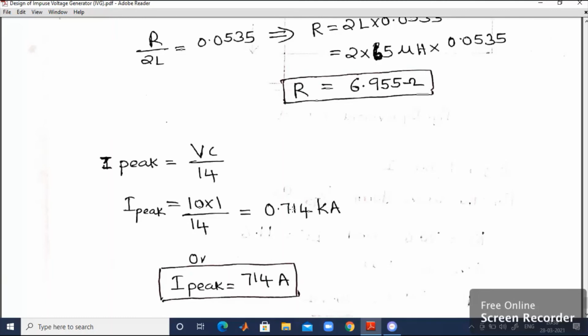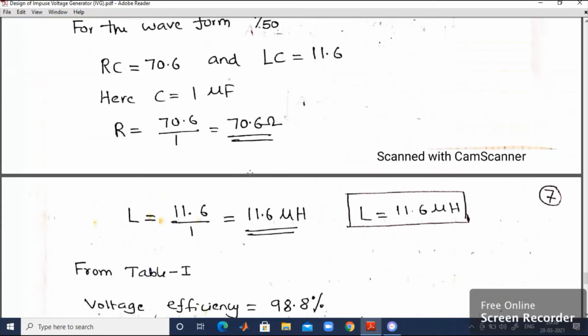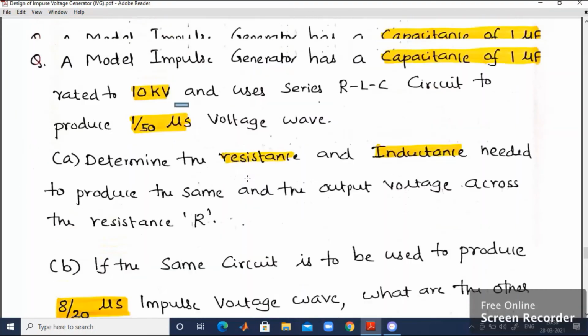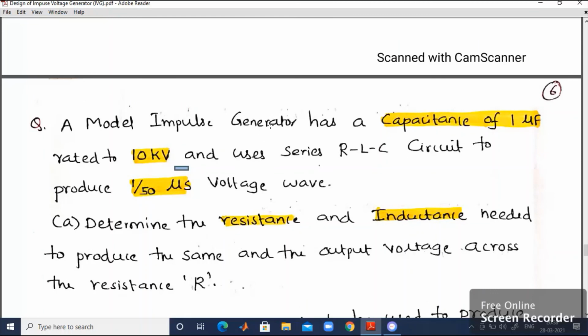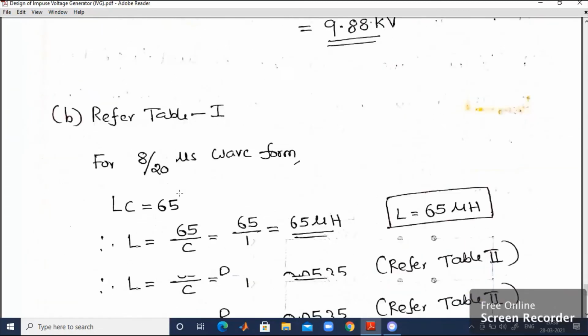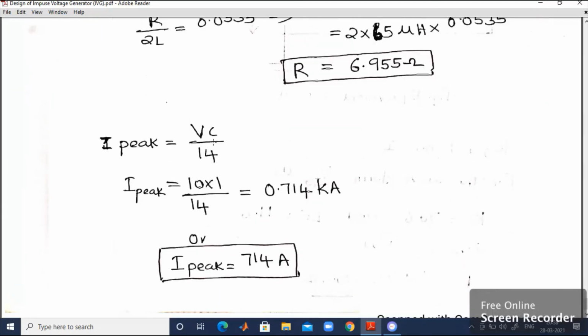Now, you know the value of V. So what is the value of V? They have given it in the question. Refer to the question once again. Recall the information. The capacitor voltage is equal to 10 kV. So V is equal to 10 kV, C is equal to 1 microfarad and 14 is a constant. Therefore, I will be getting I peak equal to 0.714 kilo ampere. 0.714 kilo ampere is nothing but 714 ampere. So the peak value of current is equal to 714 ampere.